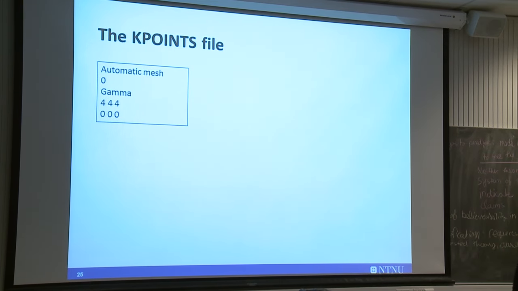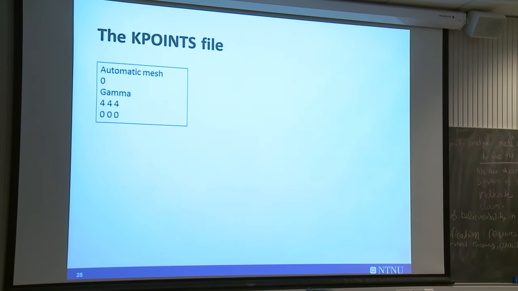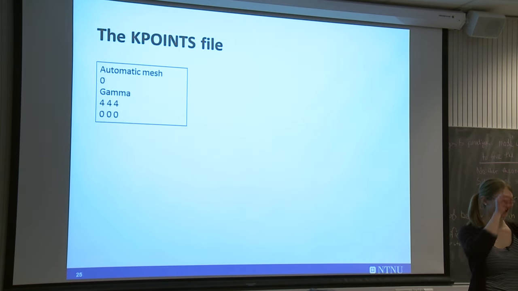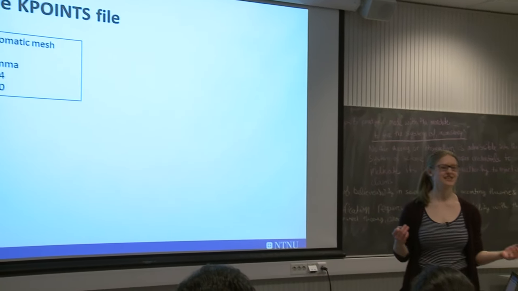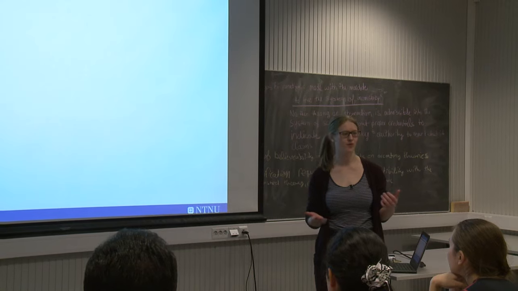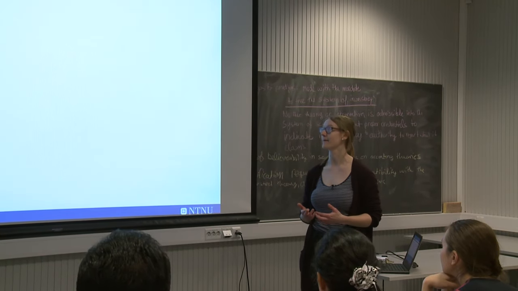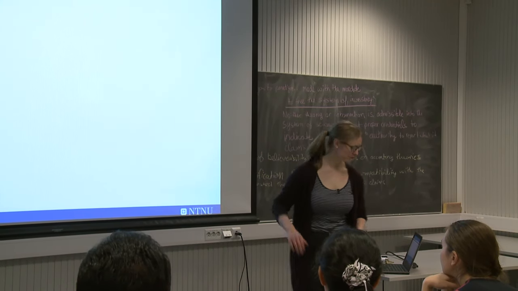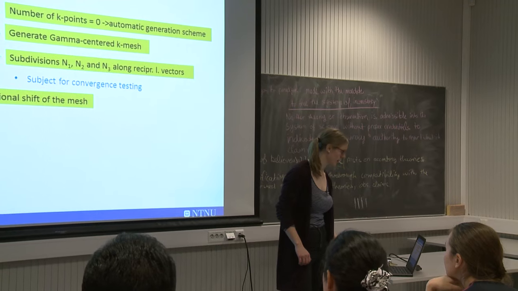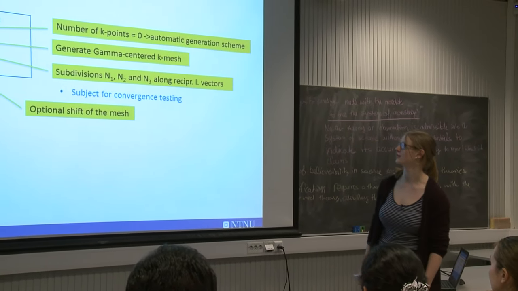The K-points file is quite a small file, it doesn't contain a lot. I always use the automatic mesh. There are a lot of ways: you can explicitly set the K-points in your Brillouin zone, but I always use some automatic mesh, so my file looks simple.